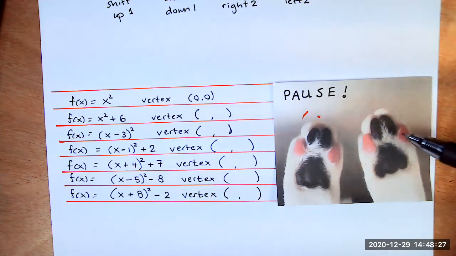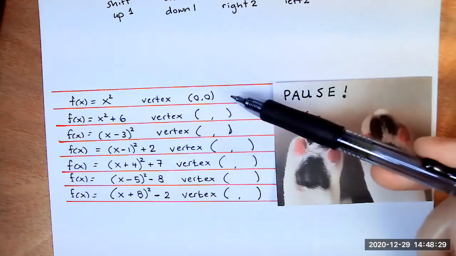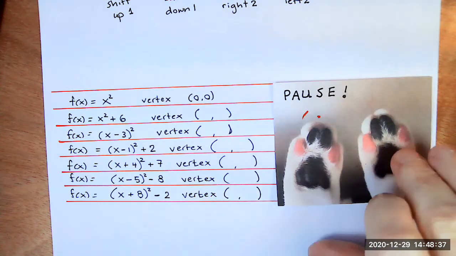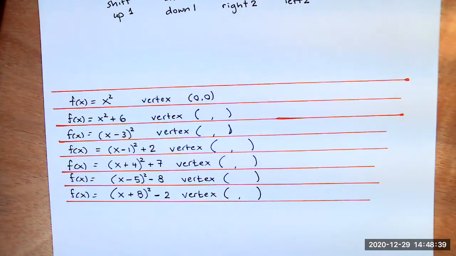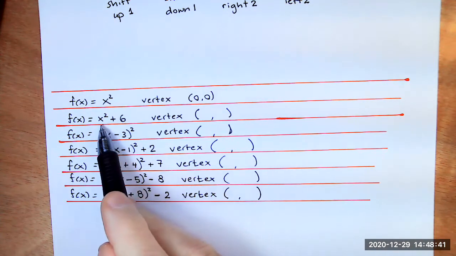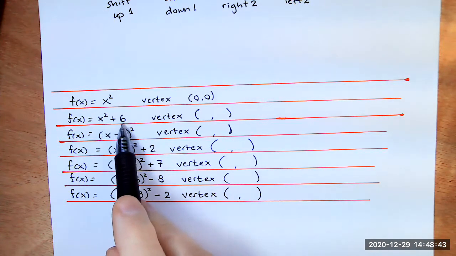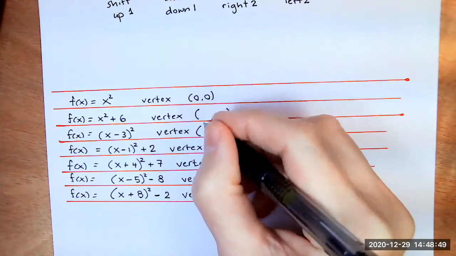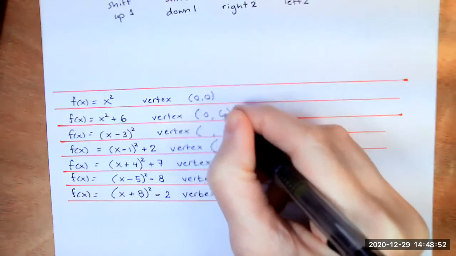So if I were you, I would hit the pause button and write down where the vertex of each of these parabolas is, and then we can check. All right. So this is adding 6 on the outside. That means it shifts up 6. So the vertex goes from 0, 0 to 0, 6.